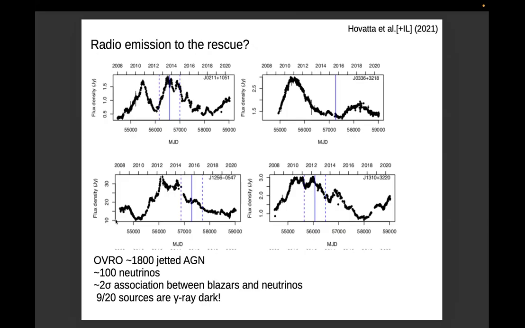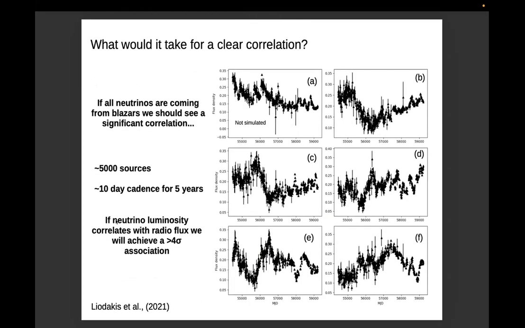Now, since it was the first time we were actually doing this, we needed to understand what that 2 sigma really meant. Of course, this is not particle physics. If it's not 5 sigma, we don't even talk about it, right? So we had to do a lot of simulations. And we simulated blazars, we simulated neutrinos, we simulated their light curves, and you can see some examples here.